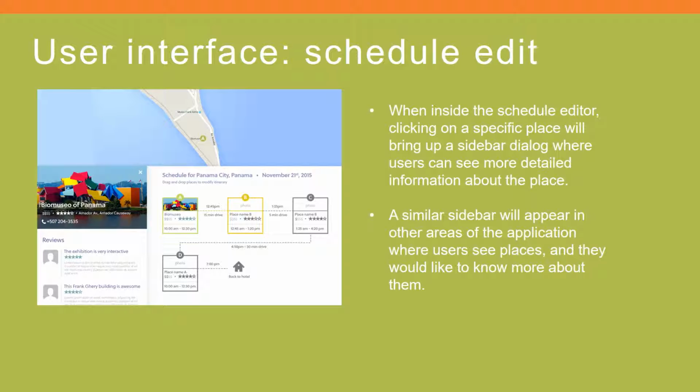And they'll get more specific information about the place, such as the address, contact information. They'll see the reviews from users, and they'll be able to dismiss this sidebar by clicking on the X button at the top right corner.